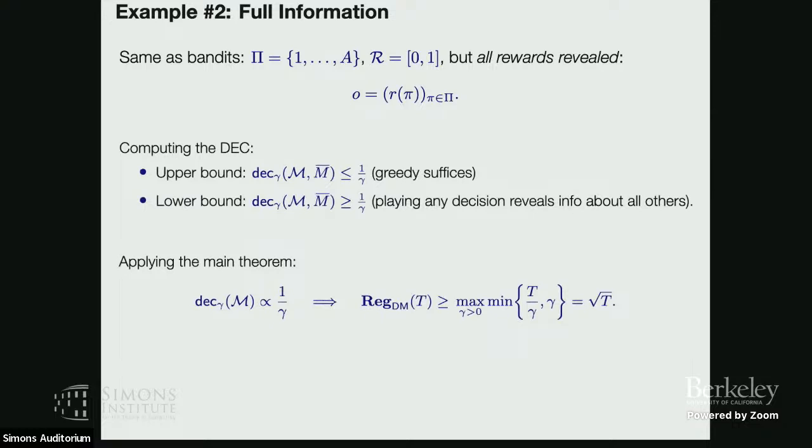If you compute the DEC in this setting, it still is going to have some kind of 1 over gamma scaling, but there's not going to be any dependence on A, the number of actions. So this will just lead to a root T lower bound. And this is pretty natural, right? As soon as you get to see all the rewards, the distance between the different models you look at no longer depends on what distribution or what decision you pick. So you don't need to explore at all.